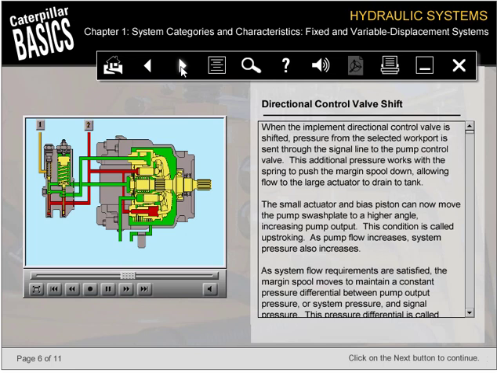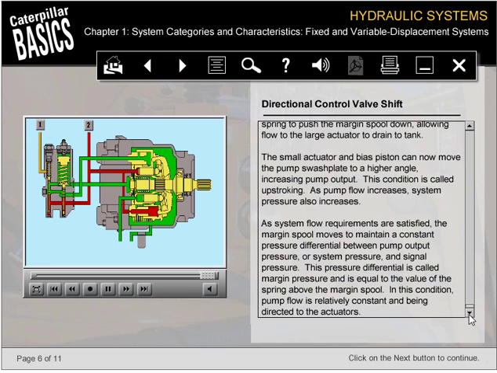As pump flow increases, system pressure also increases. As system flow requirements are satisfied, the margin spool moves to maintain a constant pressure differential between pump output pressure, or system pressure, and signal pressure. This pressure differential is called margin pressure and is equal to the value of the spring above the margin spool. In this condition, pump flow is relatively constant and being directed to the actuators.